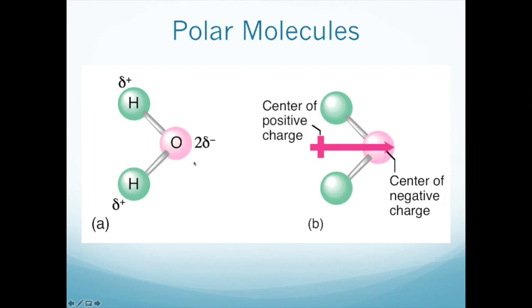will be twice that. And because the oxygen is pulling electron density through each of the hydrogen bonds, the center of the positive charge is located somewhere between the 2 hydrogen atoms, and the center of the negative charge is somewhere in the vicinity of the oxygen atom.